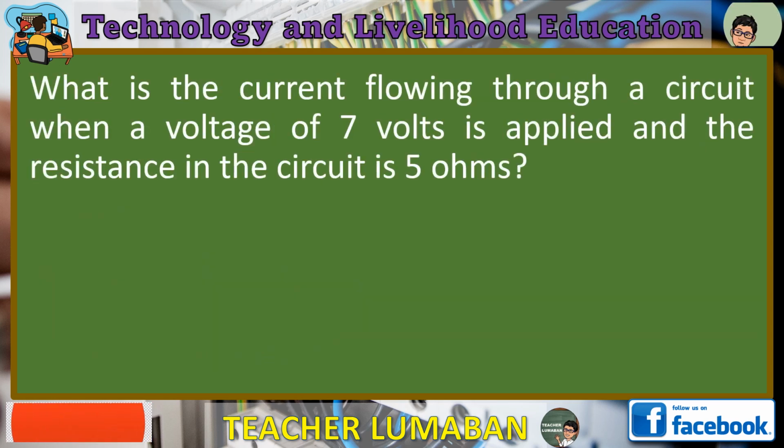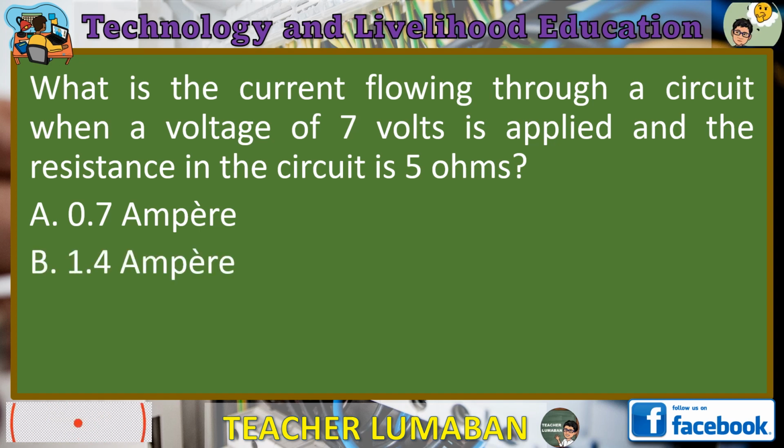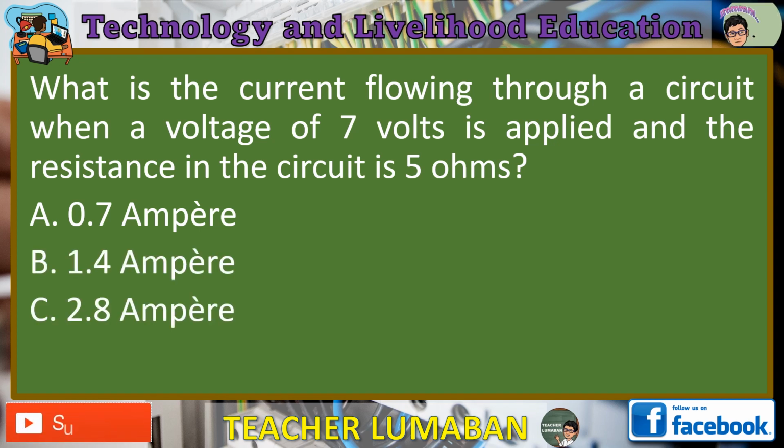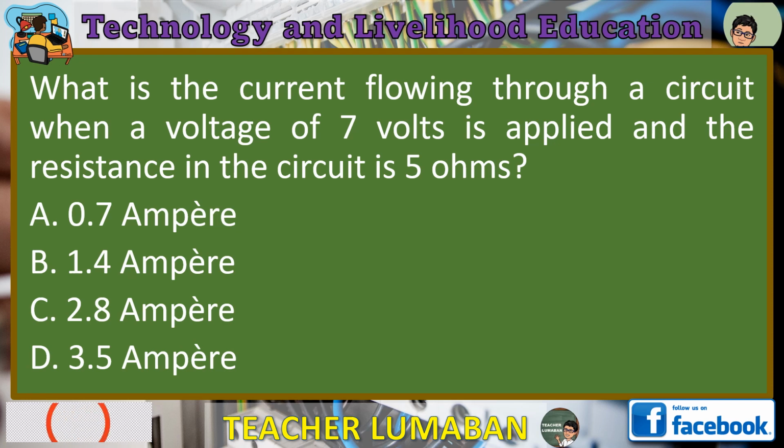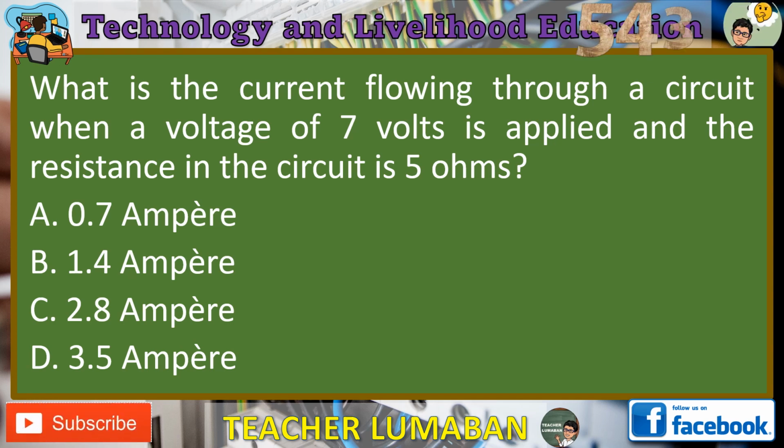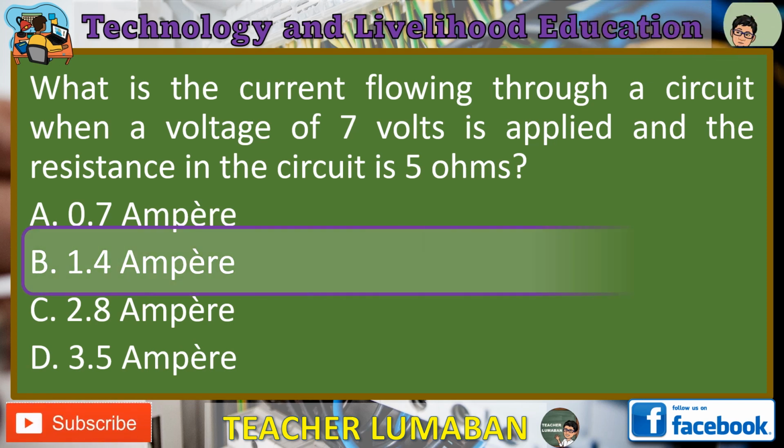What is the current flowing through a circuit when a voltage of 7 volts is applied and the resistance in the circuit is 5 ohms? Letter A, 0.7 ampere. Letter B, 1.4 ampere. Letter C, 2.8 ampere. Letter D, 3.5 ampere. In the next 5 seconds, select the best response from the available options. 5, 4, 3, 2, 1. Answer: B, 1.4 ampere.